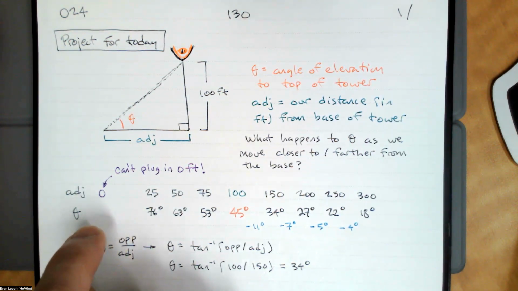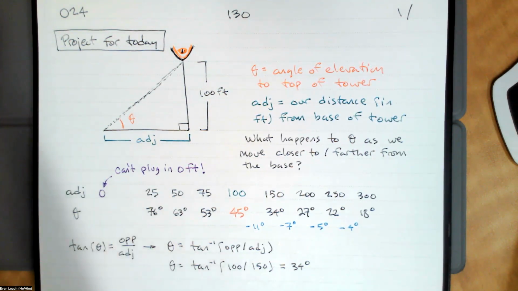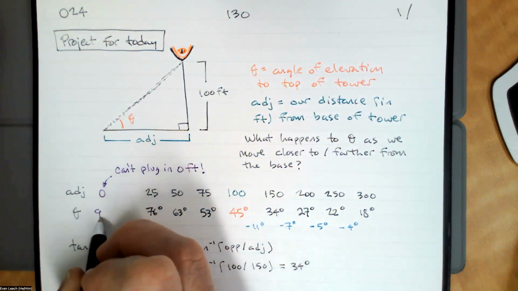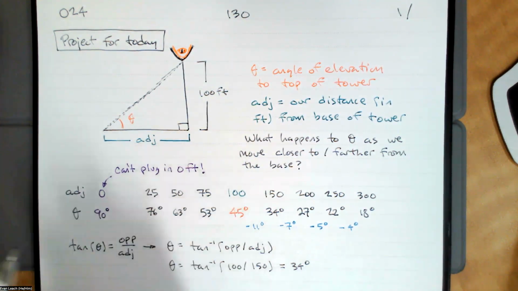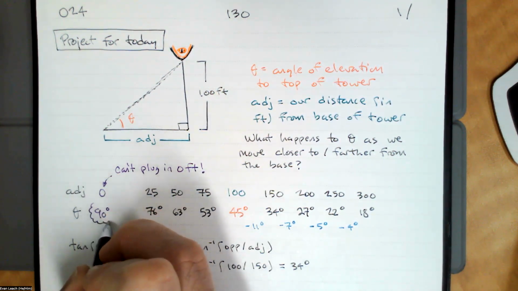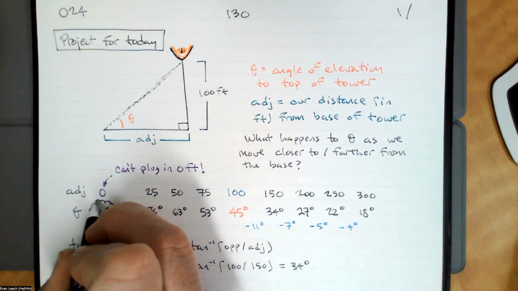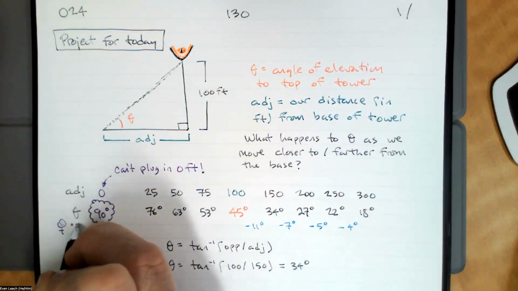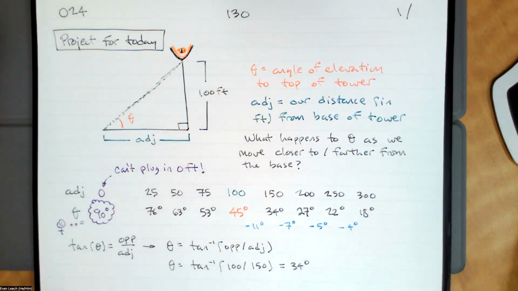And when we think about that, if our angle of elevation is going directly up, we could think of our angle of elevation being 90 degrees. Even though we can't plug in 0 feet, we can imagine that our angle of elevation is 90 degrees. This is just what we arrive at if we're thinking about looking straight up at the tower.